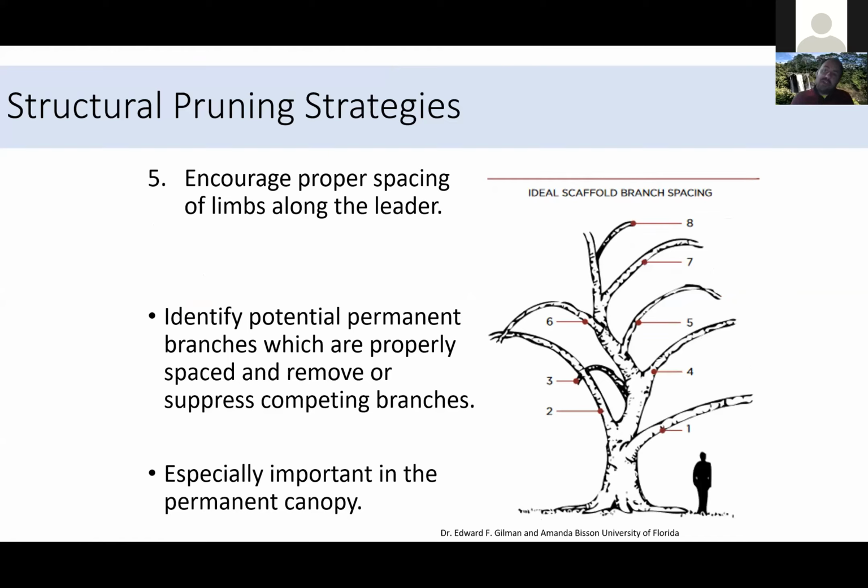The fifth strategy is, I actually want to rewrite this a little bit, but the fifth strategy is that we want to encourage proper spacing of branches along the leader, right? So we want to identify potentially permanent branches. We want to pick them out so they're well spaced based on the expected mature height of the tree and that they're properly radially spaced. And then we want to keep those permanent branches in the canopy. We want to follow the rule that we just talked about. So just like step 4, we're going to keep them small in relative size compared to their parent branch.